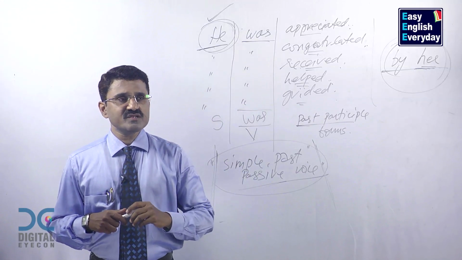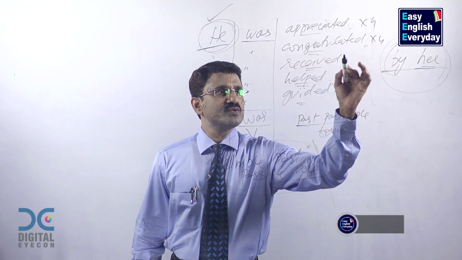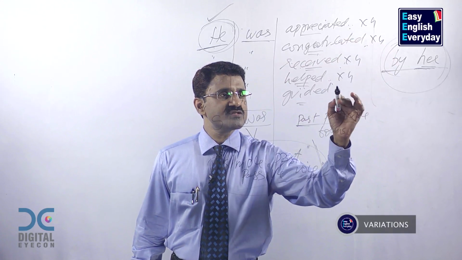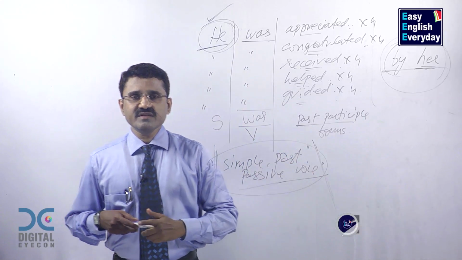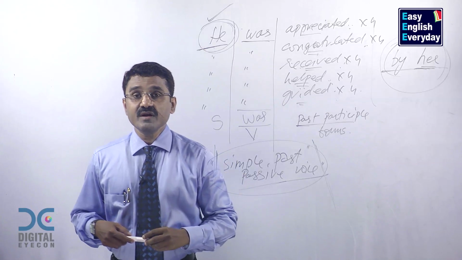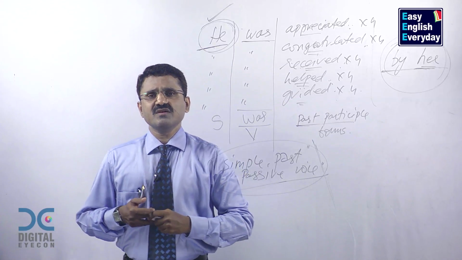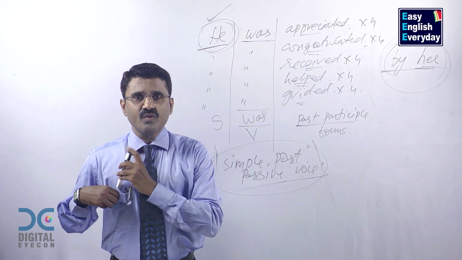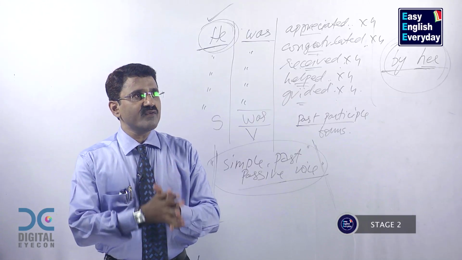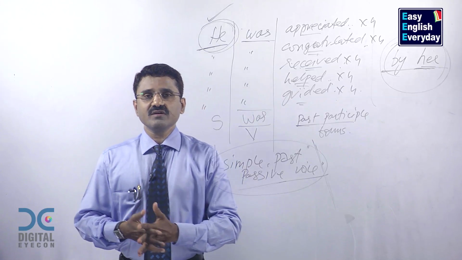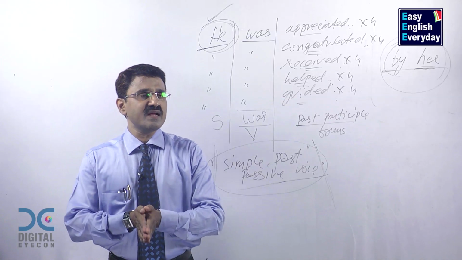Make sentences like this. Then convert every sentence into 4 forms, because you will get the practice of positive and negative statements and positive and negative questions. He was appreciated by her, he was not appreciated by her. Was he appreciated by her? Wasn't he appreciated by her? He was congratulated, he was not congratulated. Was he congratulated? Wasn't he congratulated?